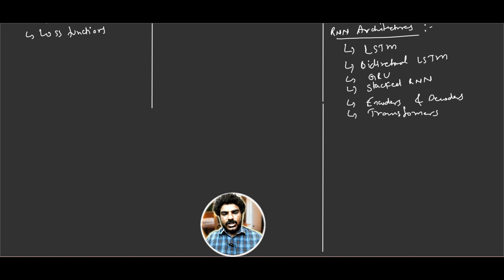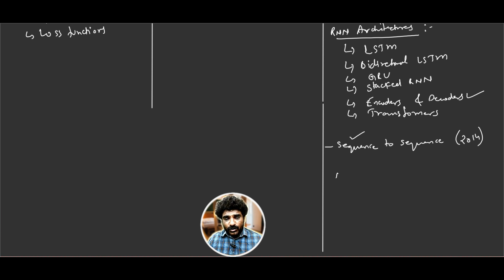There is a research paper called sequence to sequence learning, which was published in 2014, I guess. The base for these encoders and decoders is this sequence to sequence learning. So from here the advanced NLP story actually started. And the base for transformers is these encoders and decoders. These are the building blocks, the components which are used in transformers.